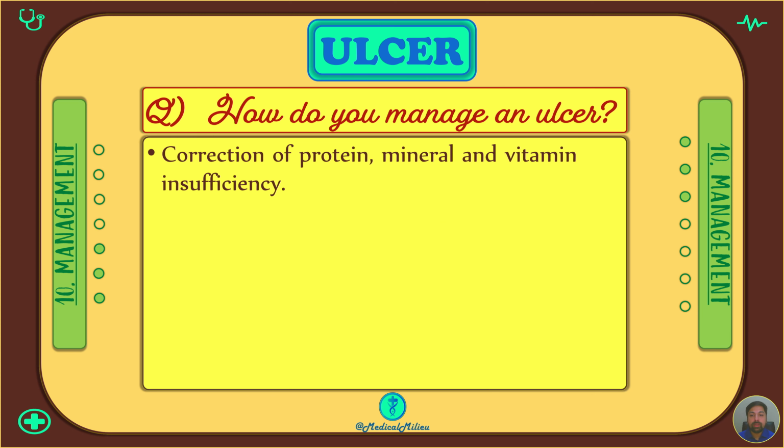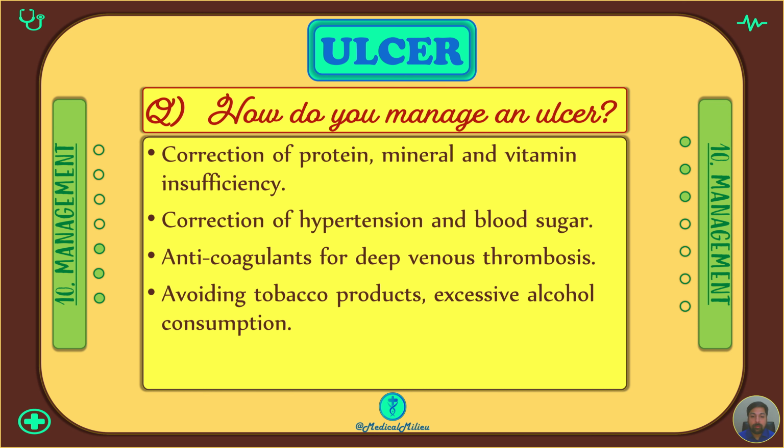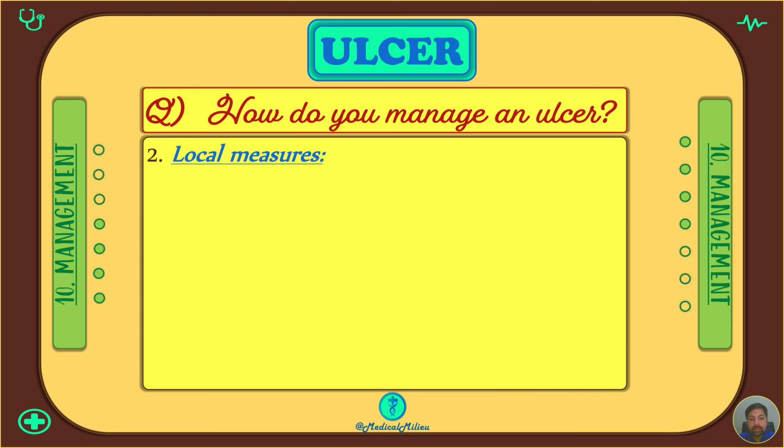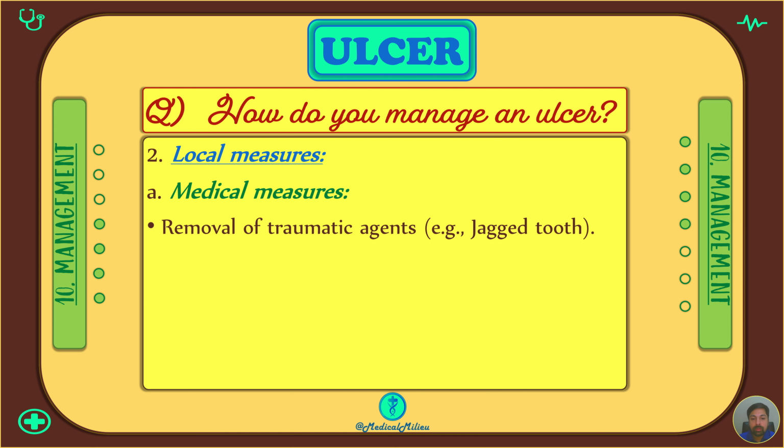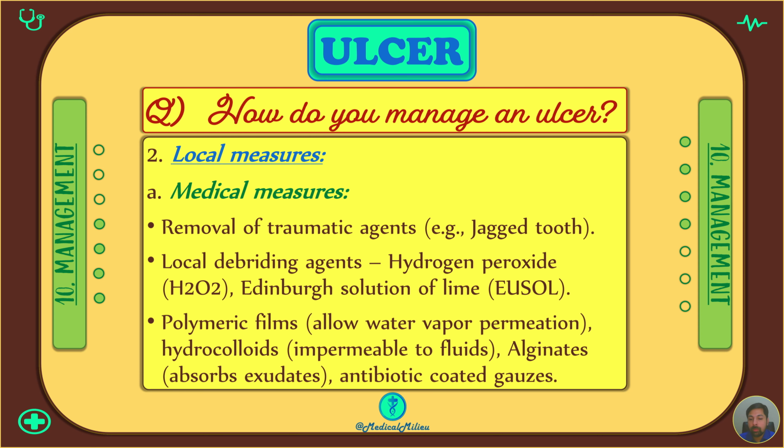Correction of protein, mineral and vitamin insufficiency, correction of hypertension and blood sugar, anticoagulants for deep venous thrombosis, avoiding tobacco products, excessive alcohol consumption, and weight reduction. In local measures, the medical measures which can be taken are removal of the traumatic agents like that of a jagged tooth, local debriding agents like hydrogen peroxide or Eusol, polymeric films which allow water vapor permeation, hydrocolloids which are impermeable to fluids, alginates which absorb exudates, and antibiotic coated gauzes can be used.